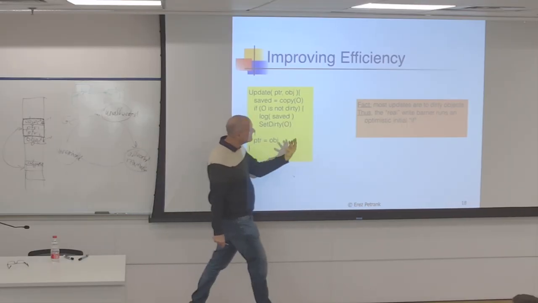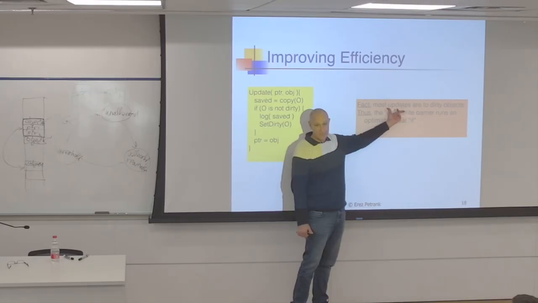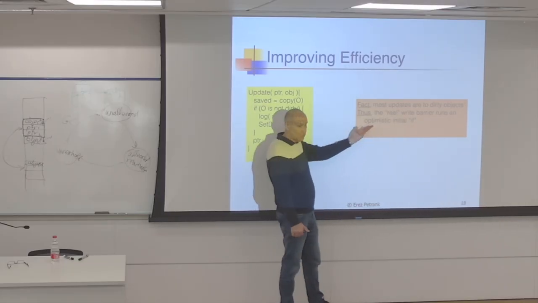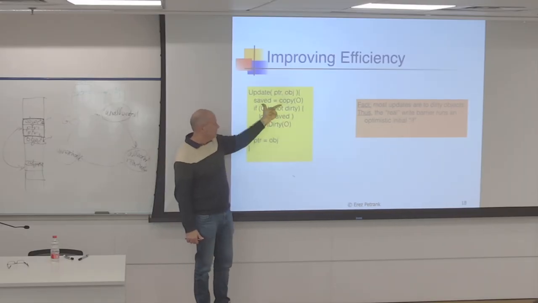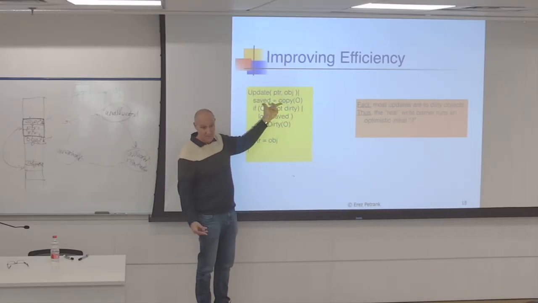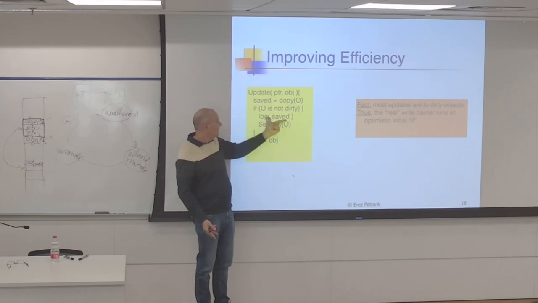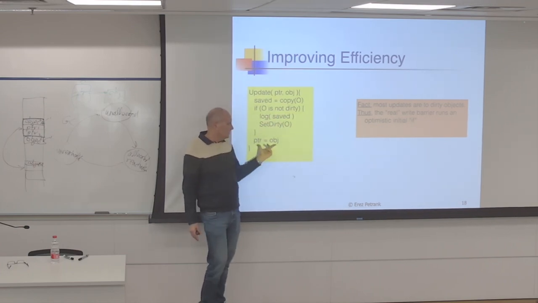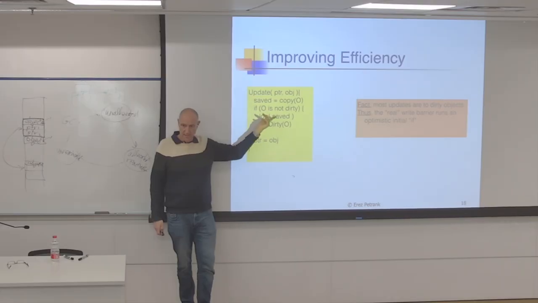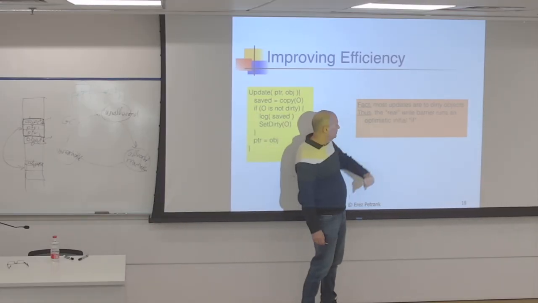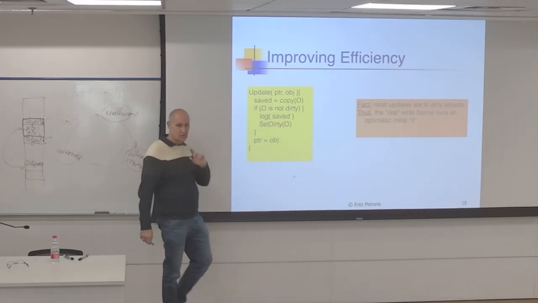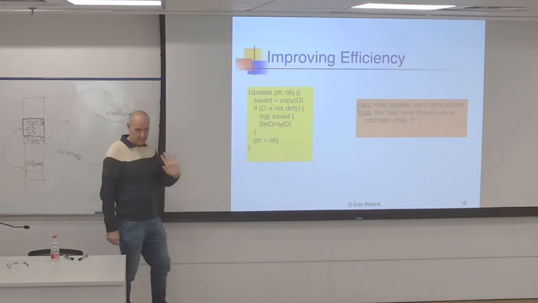So the fact is that most of the updates are to dirty objects. And so when I try to update a dirty object, I will save a copy in vain. I will not use it ever. And then I will find that the object is dirty and I'll just do the assignment. So I waste time. And so because most updates are to dirty objects, what I'm going to do is use a redundant if.